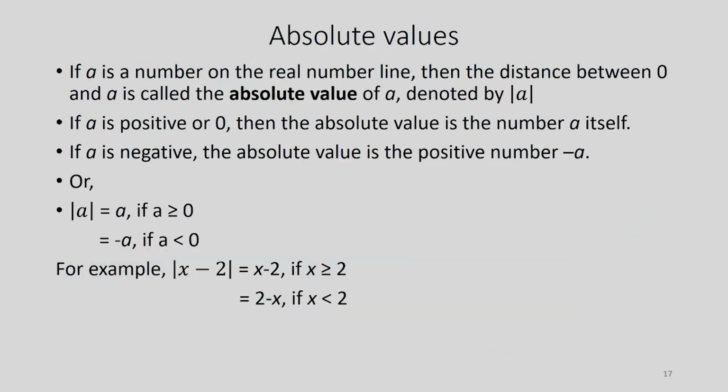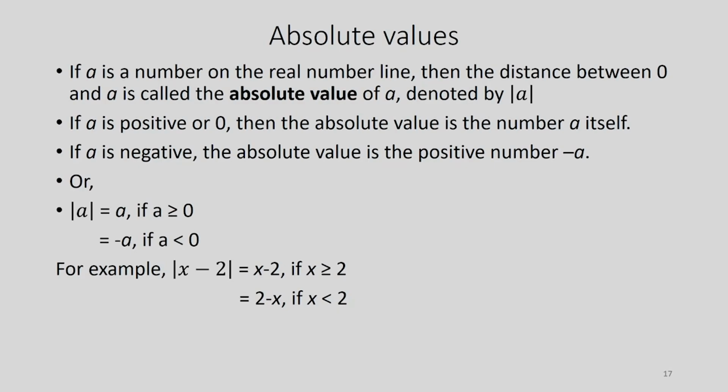Next we talk about something called absolute values. So, what is an absolute value? Suppose a, small a, is a number on the real number line, then the distance between 0 and small a is called the absolute value of a, and this is denoted by this sign. This is called the modulus, okay, this sign.